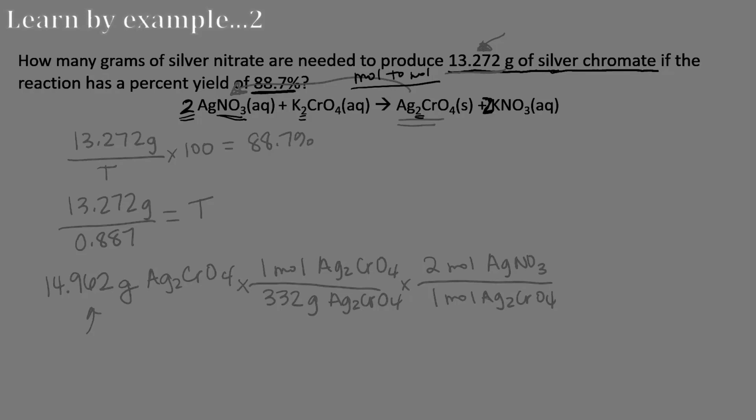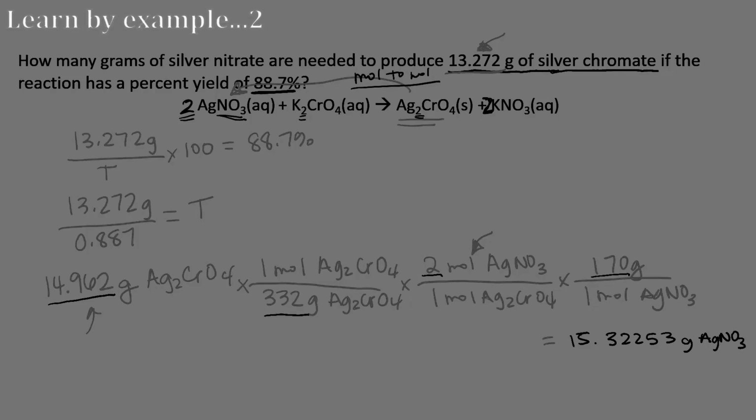All right, and then to get back to grams of silver nitrate, and I have moles right now, I have to use the molar mass of silver nitrate. So 1 mole of silver nitrate has a molar mass of 170 grams. So if I take 14.962 and then divide it by 332, multiply by 2, and then multiply by 170, because I can ignore those ones, they're not going to change anything, I end up getting 15.32253 grams of silver nitrate. So rounding to significant figures, I get 15.3 grams.